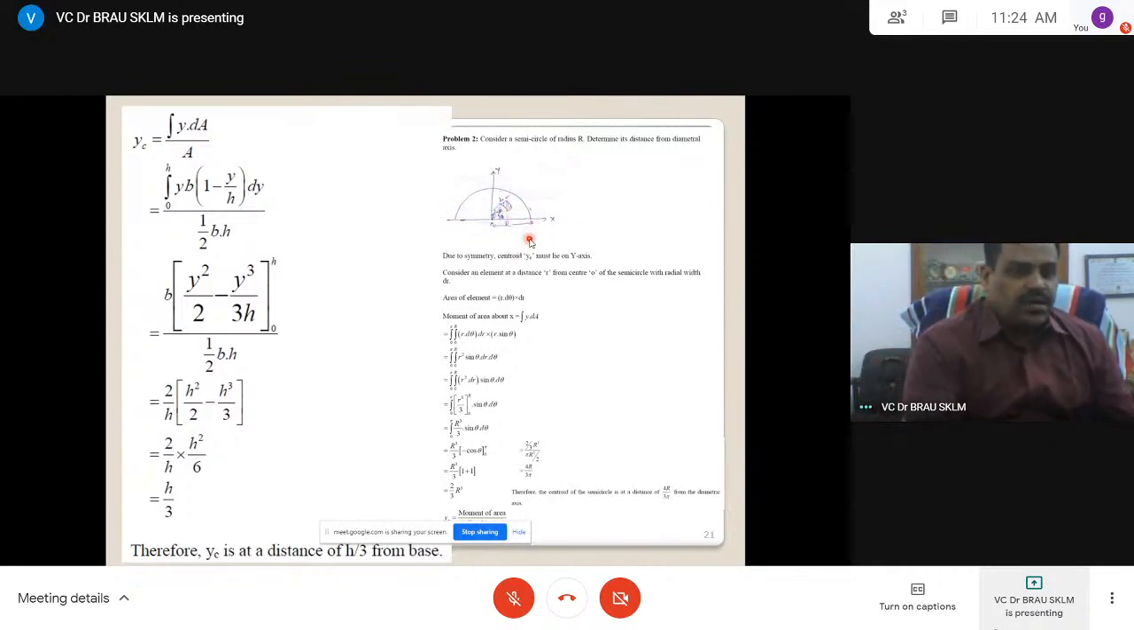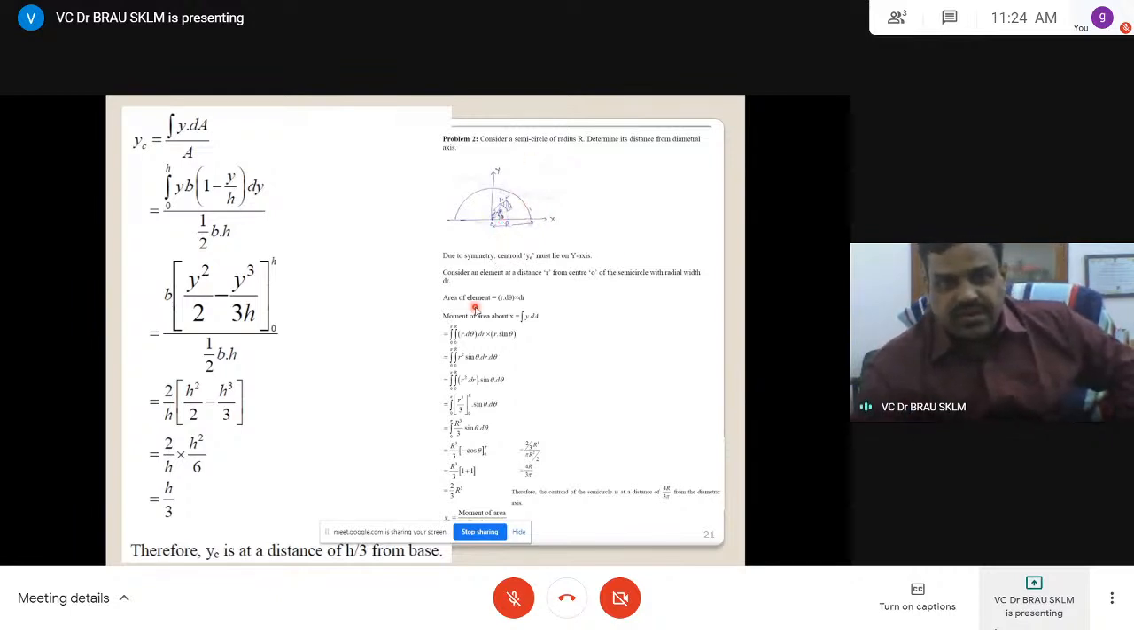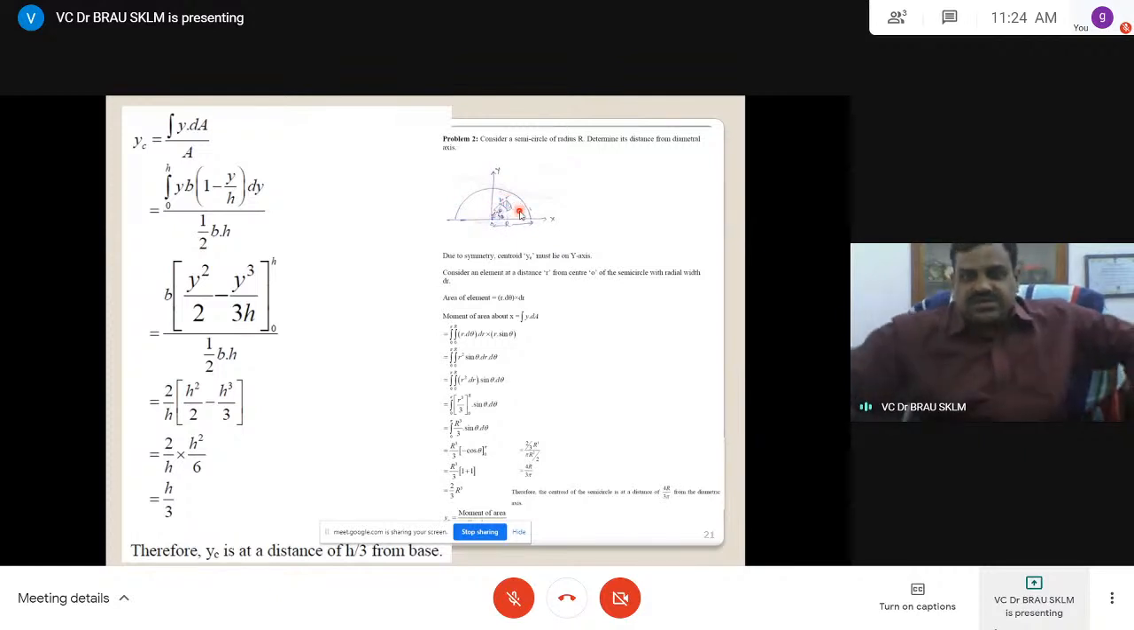Now what we have to do is find out the area of an element. This is r dθ length, width is dr. This is dr into r dθ, the area of an element. From here to here is the bottom surface r, this is θ and this is dθ, and this is dr, because it is two dimensional.